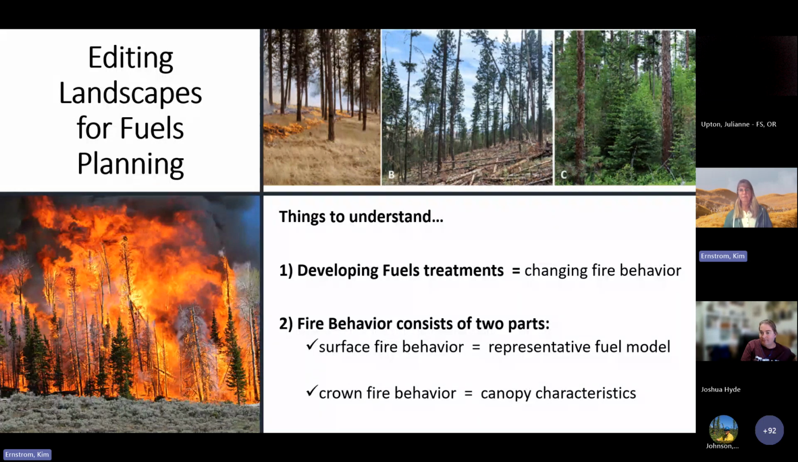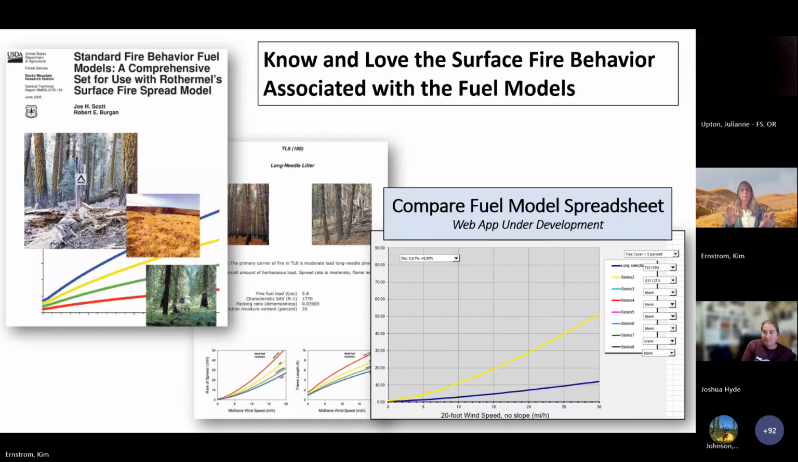Okay, so that's what I'm going to walk through here. Two resources that you really need to get to know and love as you start to play around with this are, obviously, the 40 fuel model guide, Joe Scott and Robert Burgan's fuel model guide. There's a lot of really great stuff at the beginning of that publication. A lot of people just flip to the fuel models, but if you take a little time and read the stuff at the front of that publication, you'll learn a lot.